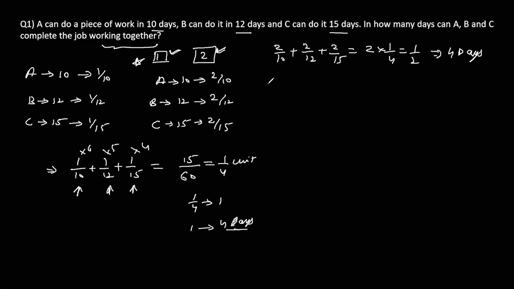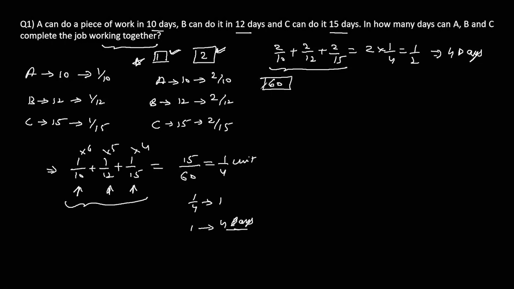But can we be a little more intelligent and do something which will help us reduce a lot of our calculation? Now look at this. Over here also you had to take an LCM of 10, 12, and 15. The only thing that I'm going to suggest is, rather than taking 1 or 2 as the total unit of work, can I take 60 as the total unit of work?